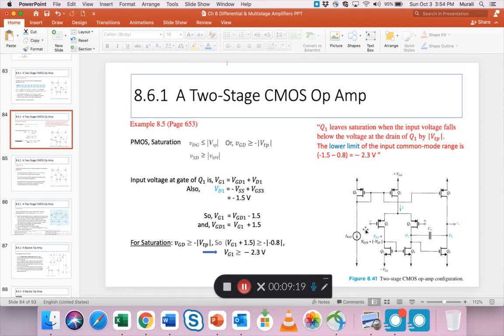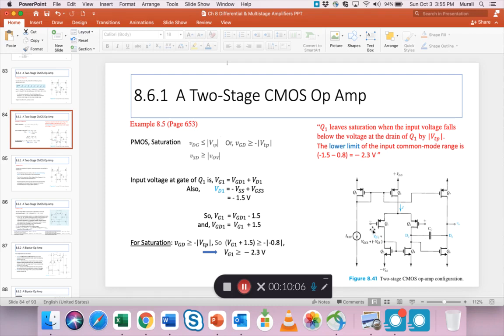But as far as the lower limit of the common mode range, first of all, let's look at our definitions of PMOS saturation, right? Either VDG, voltage drain to gate, has to be less than |VTP|, or to put it the other way, VGD, voltage gate to drain, has to be greater than minus the absolute value of VTP, right? So let's use this definition. But to get this, the only thing we know is VTP, right? That's given to be minus 0.8 for the PMOS device. So we need to find VGD, right? So for Q1, you need to find the gate to drain voltage.